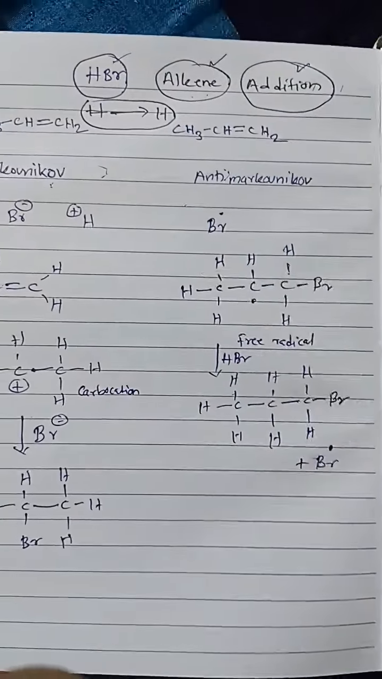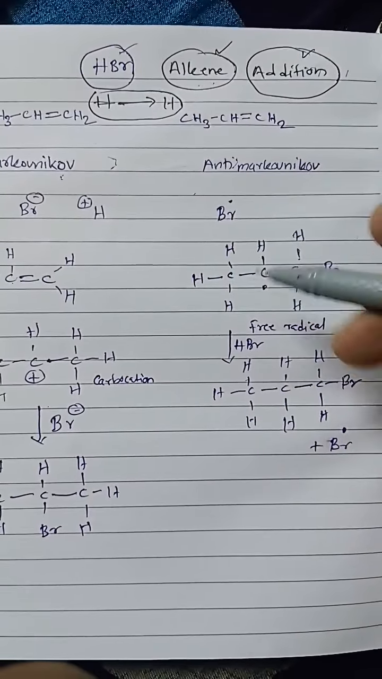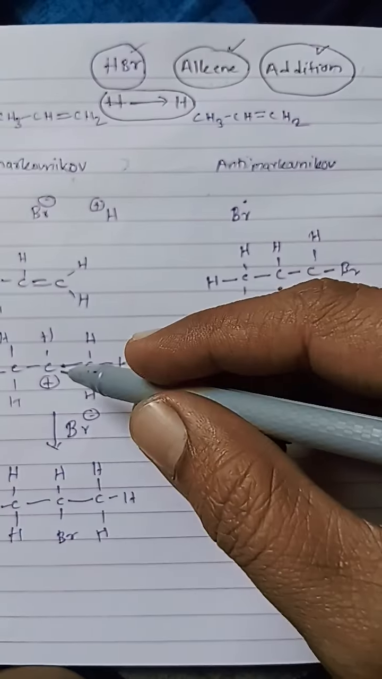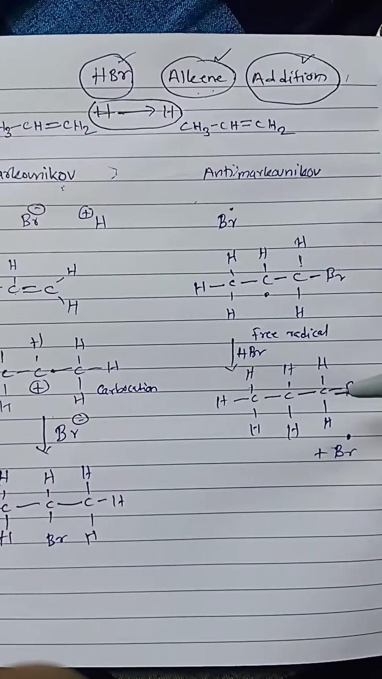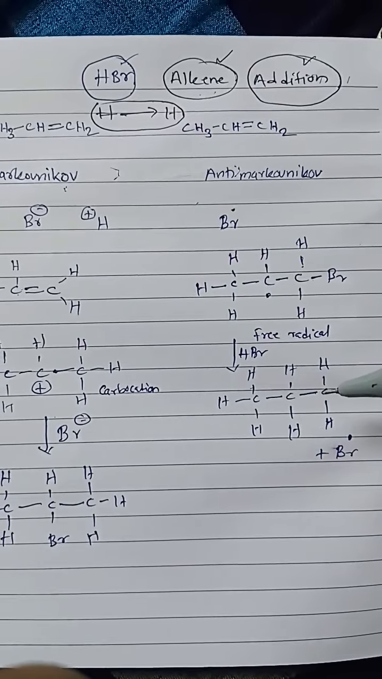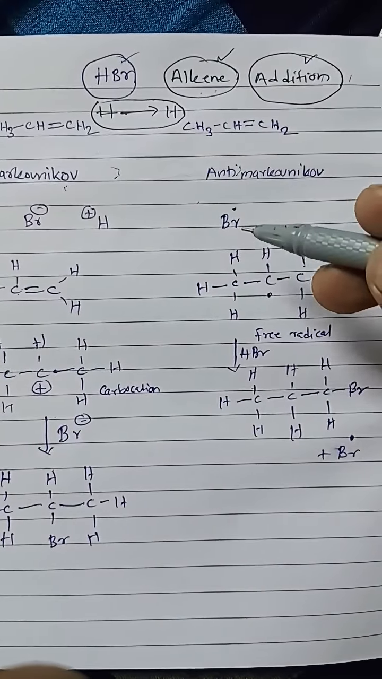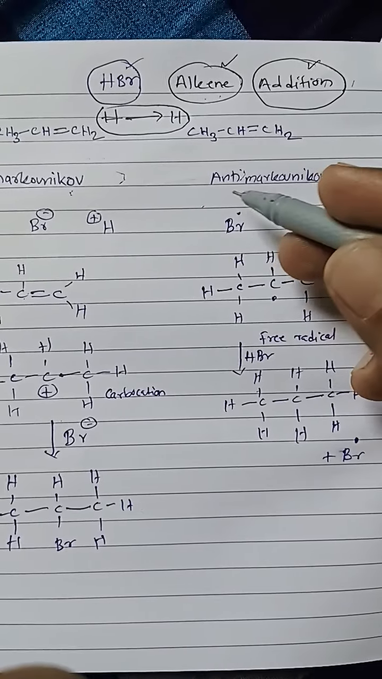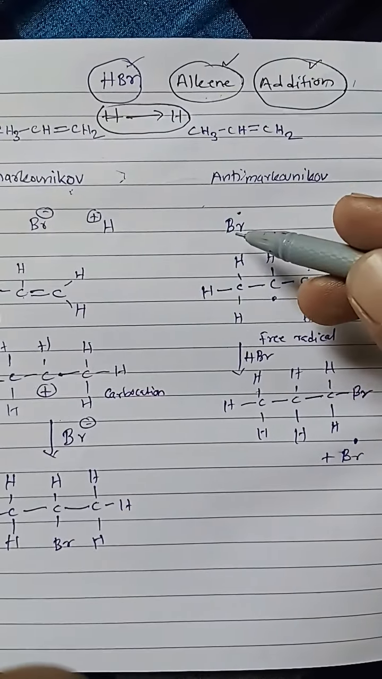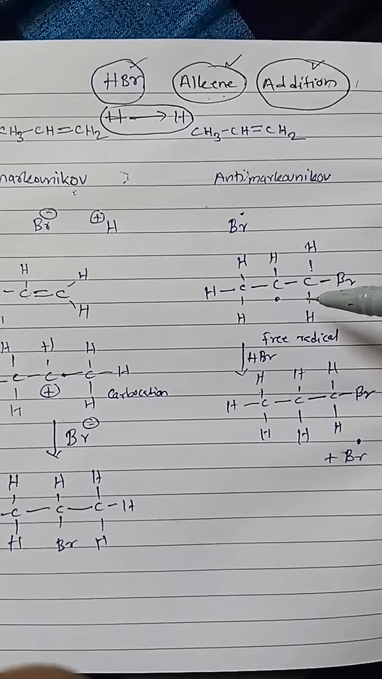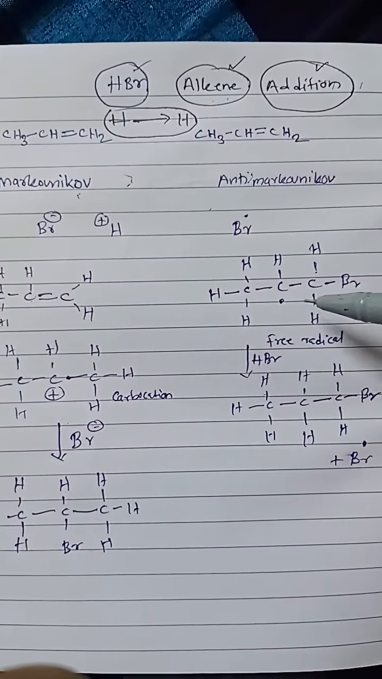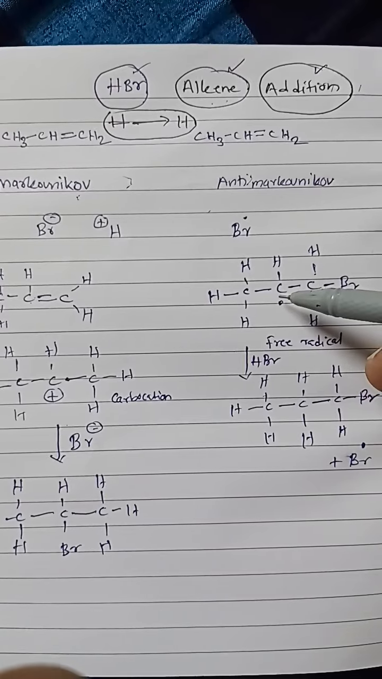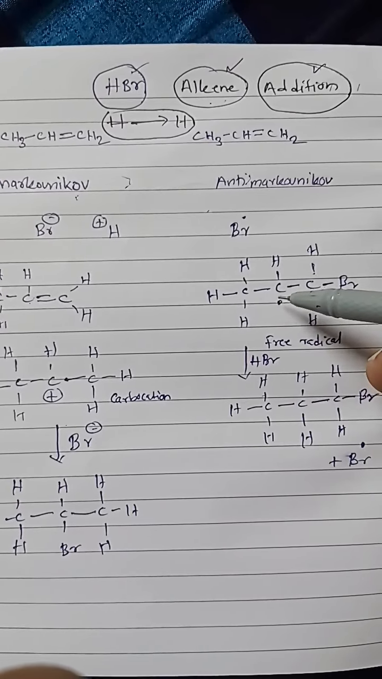Anti-Markovnikov rule is exactly opposite. Here the bromine is not connected to the middle carbon like here, but to this terminal carbon. Why is it so? Because this reaction follows a free radical mechanism. The first step is formation of a bromine free radical, then this free radical will connect to this terminal carbon because this will create a more stable free radical on the carbon.